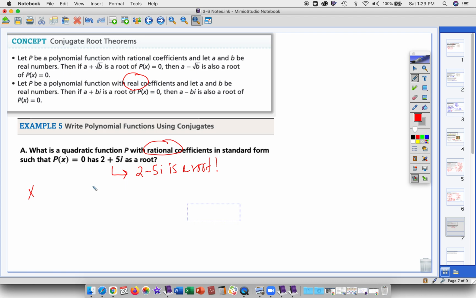So remember, when you have a number like 3 as a root, then x minus 3 is a factor, right? So it's always x minus your root that gives you the factor.